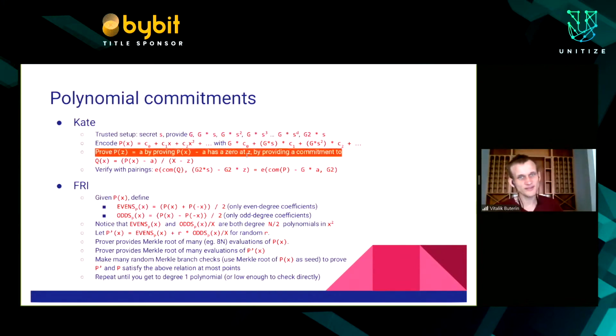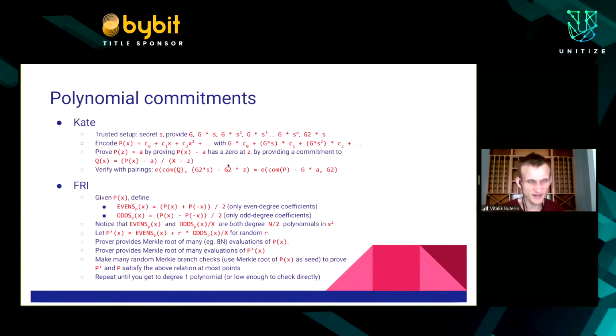But then the way we do an opening proof is this: if you want to prove that for some Z, P(Z) equals A, you do it by proving that P(X) minus A has a zero at Z. To prove that, you prove that X minus Z is a factor of P(X) minus A, by providing P(X) minus A divided by X minus Z. So if you can provide a polynomial Q such that you multiply it by X minus Z, and then add A, you get your P(X). This proves that P(X) equals A at this particular coordinate. And you can verify this equation with elliptic curve pairings.